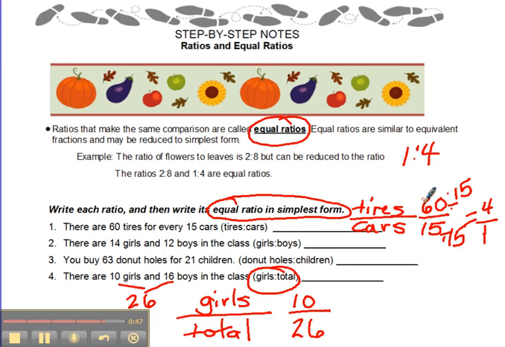And it says also write in simplest form. 2 goes into both 10 and 26. So divide by 2 on both the top and the bottom. And you get a simplest form ratio of 5 to 13. Which tells us there are 5 girls for every 13 kids in the class.